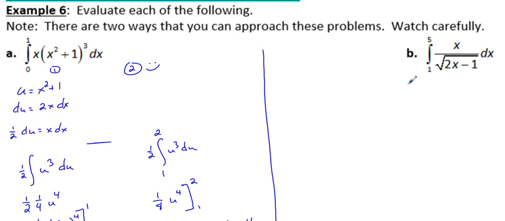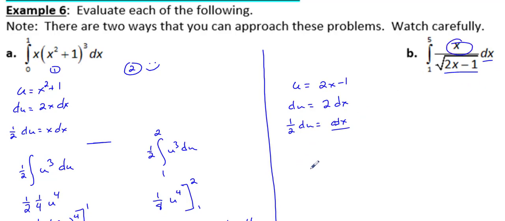All right, let's look at this one then. Obviously, what's our u choice going to be? Let's see if it works. Okay, du. That'd be 2 dx. So 1/2 du equals dx. What else do we need to do? So we have dx covered. We have this as u.